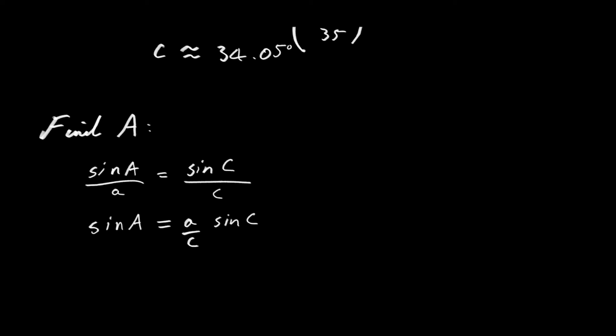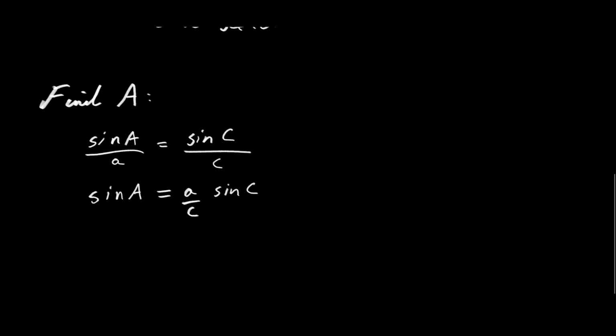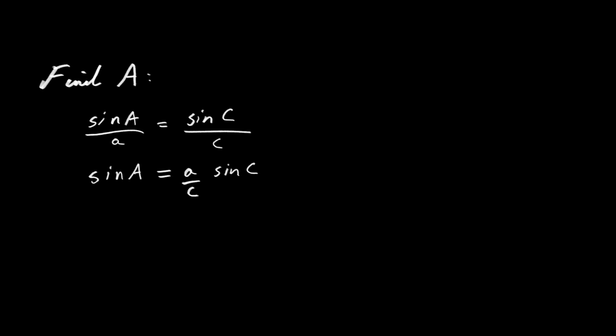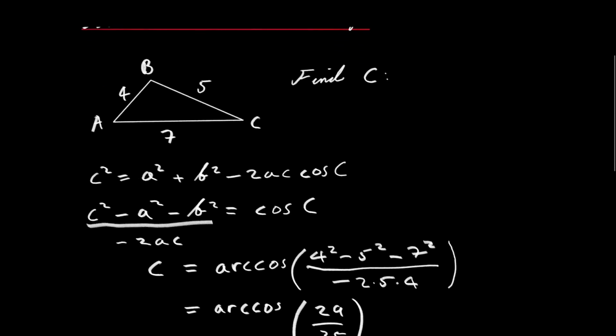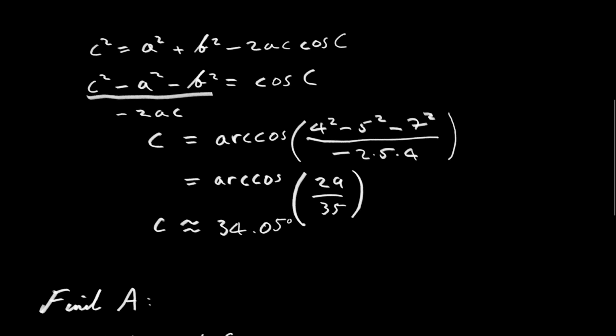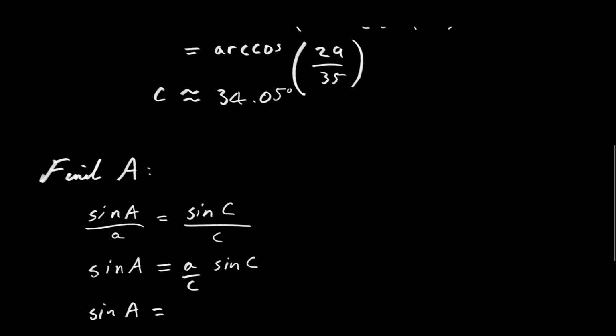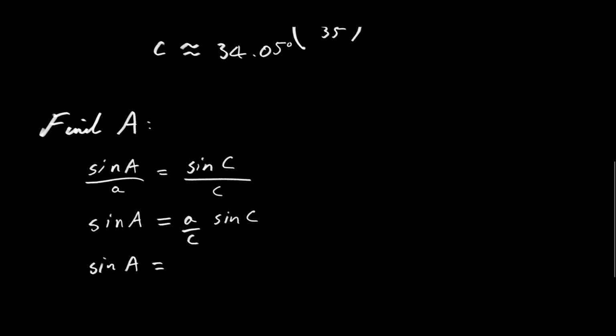Okay, and then we could take the arcsine of both sides to isolate a, and then substitute in all our values. Okay, I'm just going to substitute in the known values now. So the sine of a equals, well, the side length a, let's go back up to our triangle. Okay, it was 5, and the side length c is 4. So this actually would be sine of a equal to a over c, so that would be 5 over 4. Yes, 5 over 4 times the sine of c.